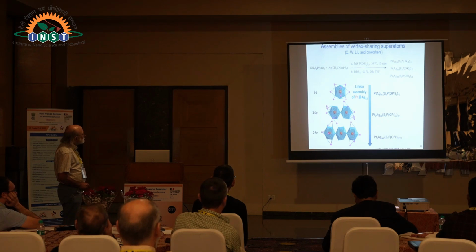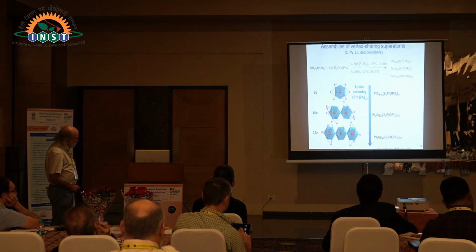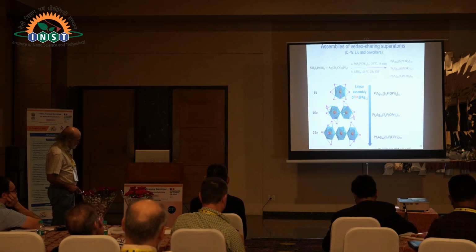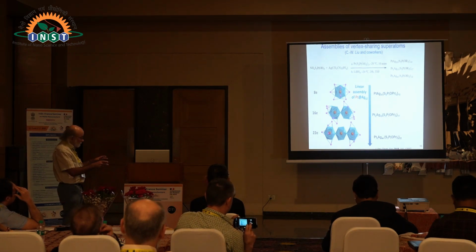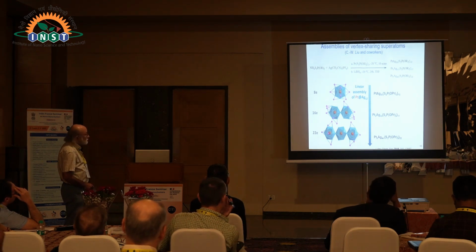I would like to shift to assemblies of superatoms. Our colleagues in Taiwan isolated 3 different compounds from the same reaction. This one is a regular 8-electron system. This one is made of 2 vertex-sharing icosahedra, 16 electrons. 16 is 2 times 8. So one superatom and another superatom interacting weakly. The interaction is negligible, so it's not very interesting.